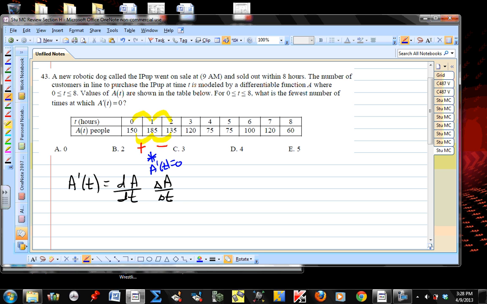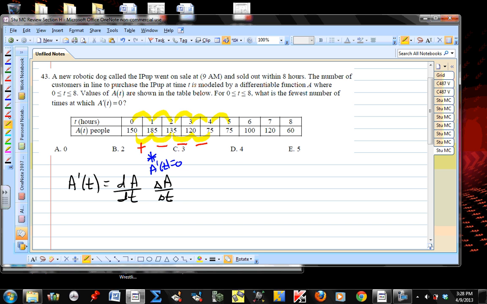Let's see if there are any others. 2 to 3, the number of people in line went from 135 to 120. That's a negative change. So from negative to negative, we can't guarantee that A prime was 0. Maybe A prime was 0 and then negative again, but we can't be certain. From 3 to 4, the number of people changed from 120 to 75. That's a negative change again.